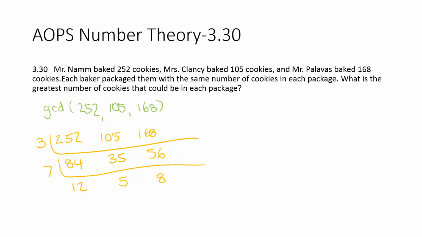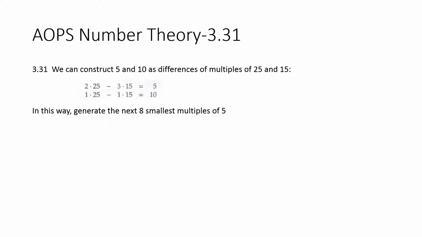So for the greatest common divisor, since you can't divide anymore, the greatest common divisor is 3 times 7, which is 21. So the greatest number of cookies that could be in each package is 21.